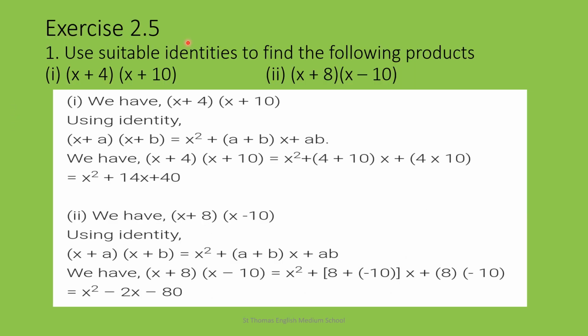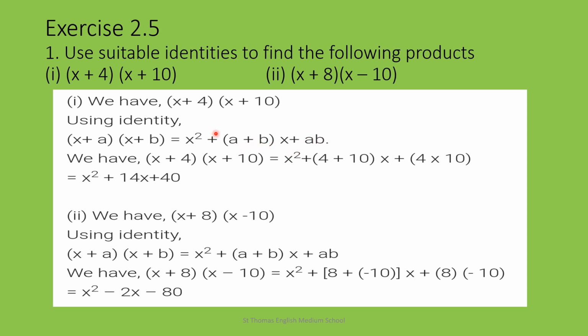Exercise 2.5, question number 1. Use suitable identities to find the following product. In that question number 1, x plus 4 multiplied by x plus 10. You can use the identity x plus a multiplied by x plus b, that is equal to x square plus a plus b multiplied by x plus ab.